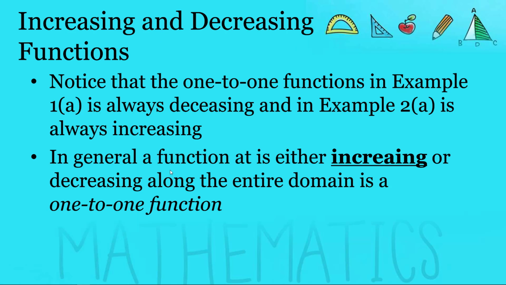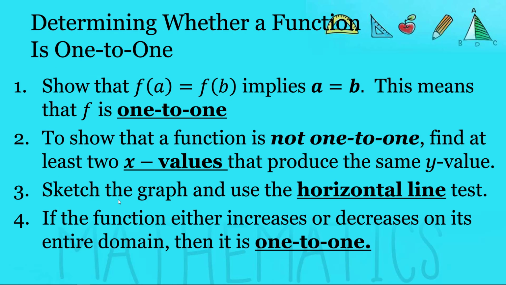Okay, what can we say about one-to-one functions? Well, we mentioned it before. One-to-one functions are either always decreasing or they are always increasing. And if you have a function that is either always increasing or decreasing, I think I forgot to underline that, along the entire domain, then it is a one-to-one function. Okay, and this pretty much is a summary on how to determine whether a function is one-to-one.